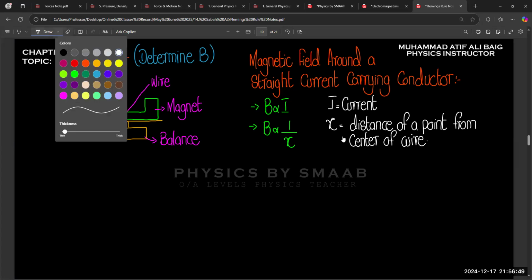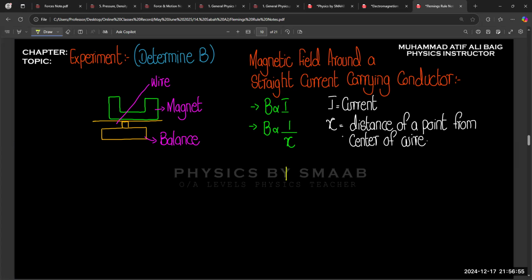And if we combine this concept, we get the formula B equals mu naught over 2 pi, I over x. So mu naught over 2 pi, this is the constant value, right? And mu naught represents the permeability for free space.